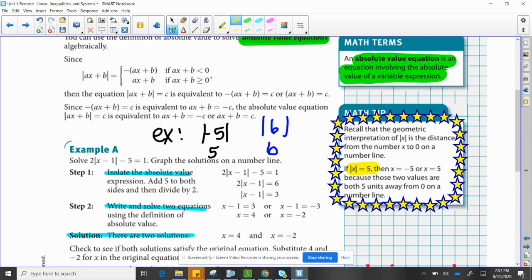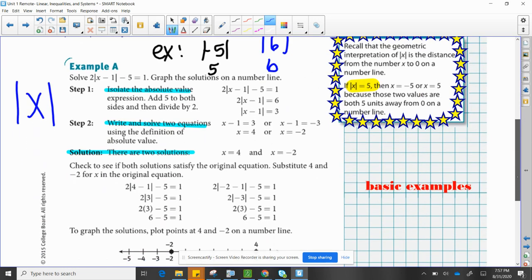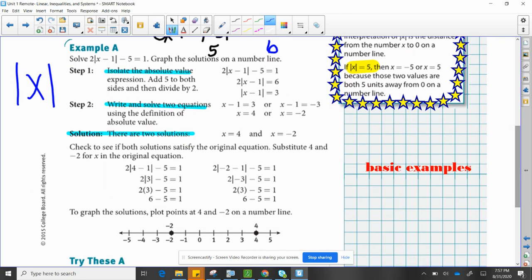So here's my little trick for absolute value equations. An absolute value equation has two bars, so you're always going to have two solutions. Okay? So let's go through these steps that your book did for example A really quick. So here is the equation. We have 2 times the absolute value of x minus 1, minus 5, is equal to 1. Now this is kind of the hardest type of problem you would see. There's a lot going on in this problem.